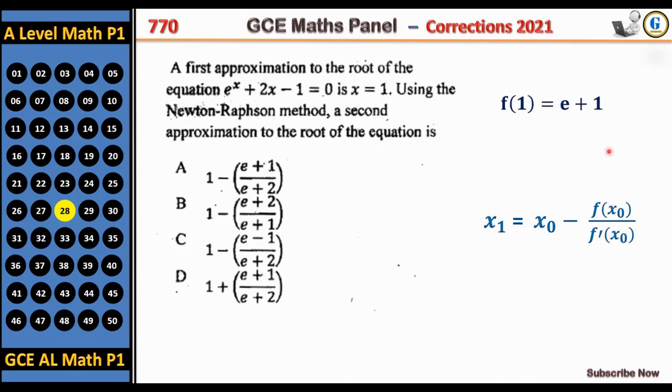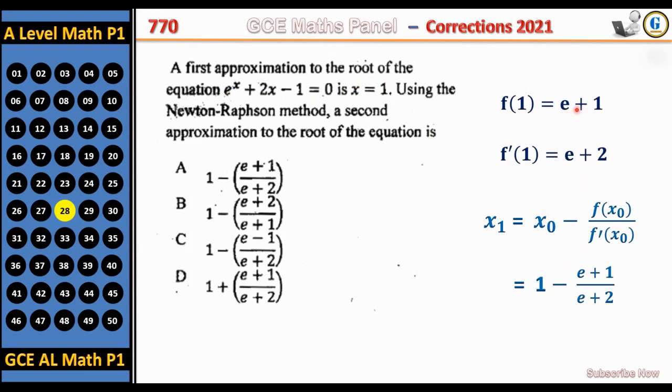So let's look for f of x0. x0 is 1 now, so f of 1 here will give us e plus 1. And our f prime, when you differentiate this, we have e to the power x plus 2, so f prime of 1 will be e plus 2. When we replace these values here, we'll have 1 minus f of x0, all that over f prime of x0. So our key here is A.